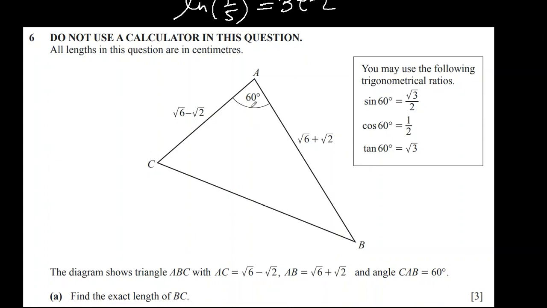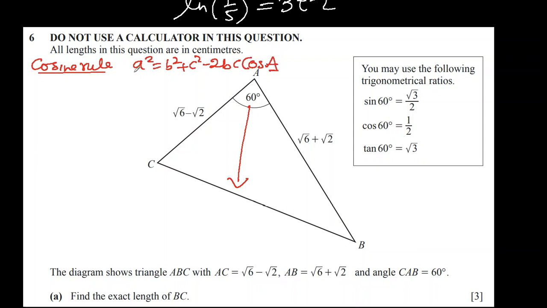So since this BC is opposite to the angle, we can use cosine rule. And what does cosine rule say? It says a square equal to b square plus c square minus 2bc cos A. Angle A is opposite to small a. So angle A is 60 for us, and small a is the unknown side. Let's call it a. So what does that become?